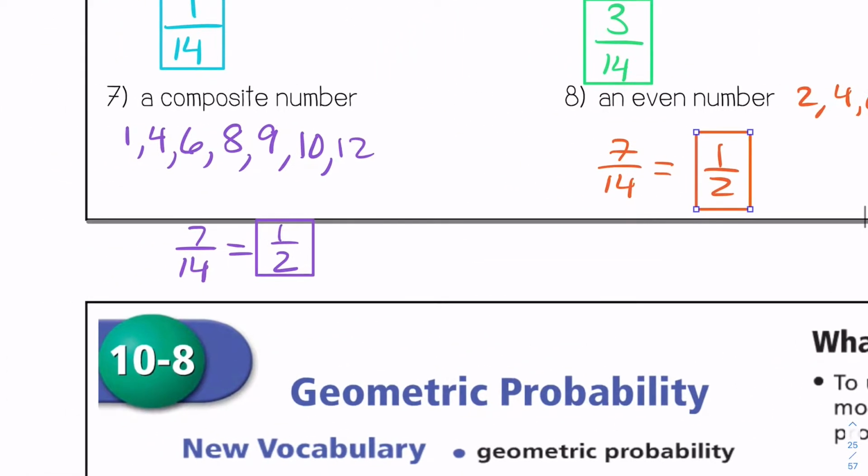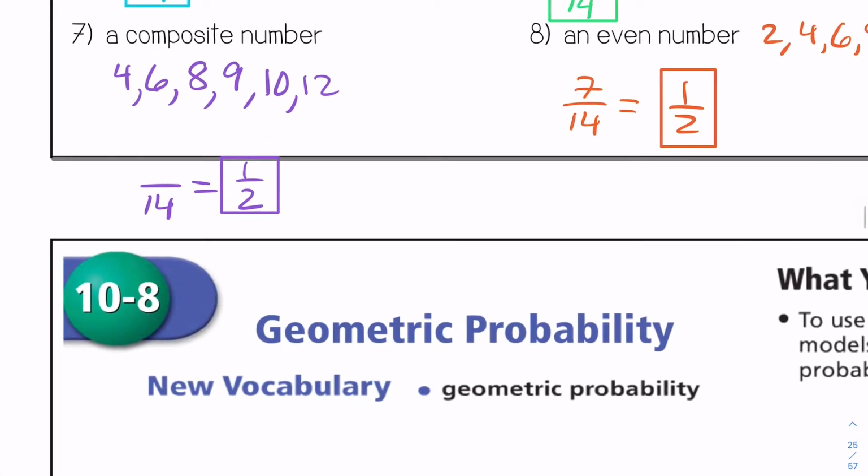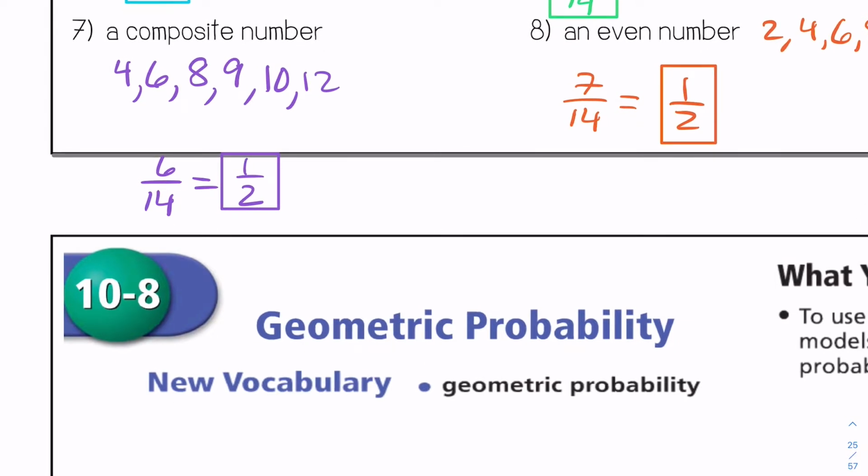Actually, you know what? 1 is not a prime or a composite number. I'm sorry. I don't know why I keep getting stuck up on that. So we're actually going to call that 6 out of 14, and that is 3/7. Yeah, 1 is always strange. I always get that one mixed up. It's not prime or composite, so just 4, 6, 8, 9, 10, and 12.